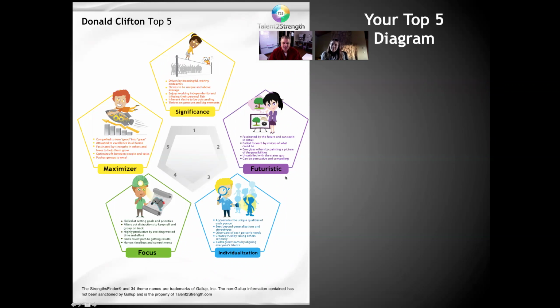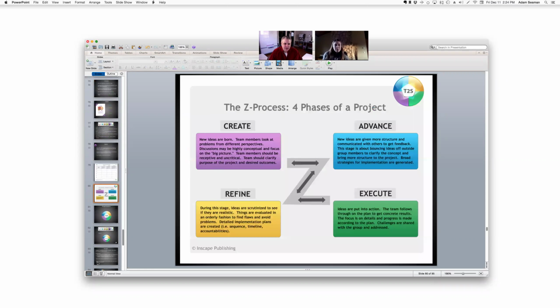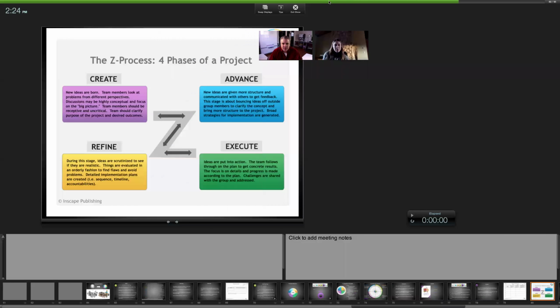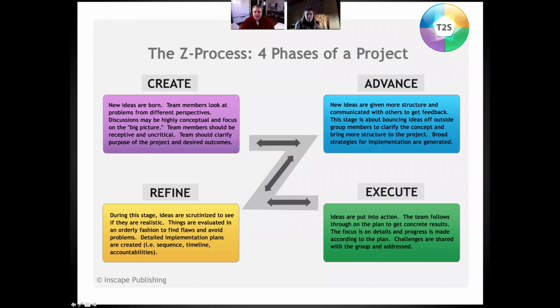But the other thing that I wanted to show you was this little exercise. It comes from a different organization called Inscape Publishing, and it's a really neat little tool. I just want to make sure I give them proper intellectual property credit, but I've adapted this to StrengthsFinder a little bit. And the reason I like this model is I think it really explains the 4 stages of any project. So when your teams are in groups and they're working in a project, they have to come up with what their project is, or the big picture for it.